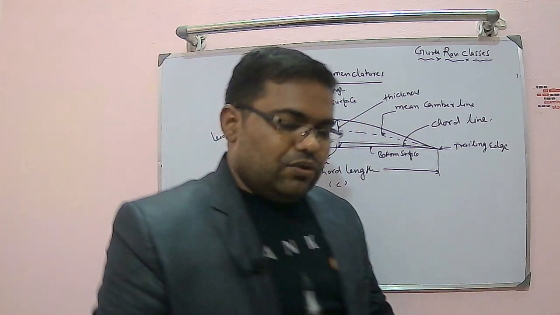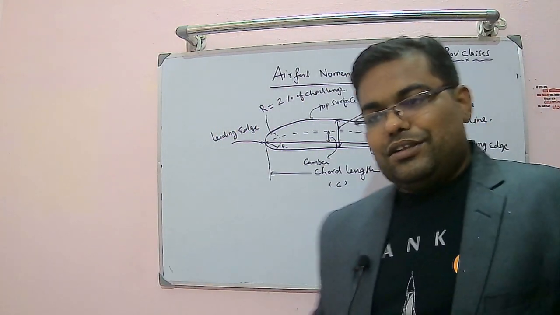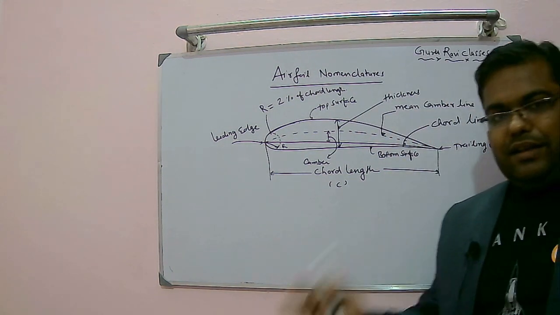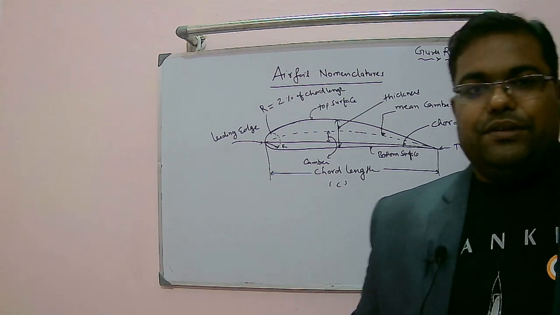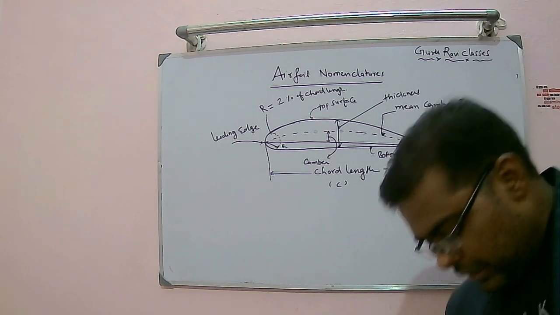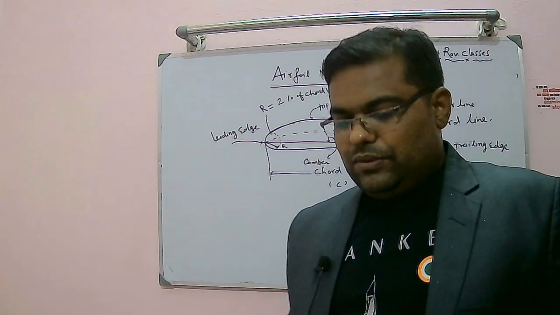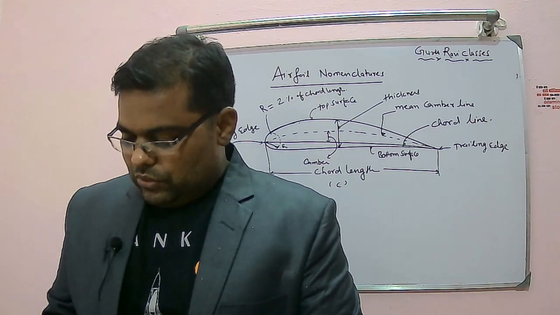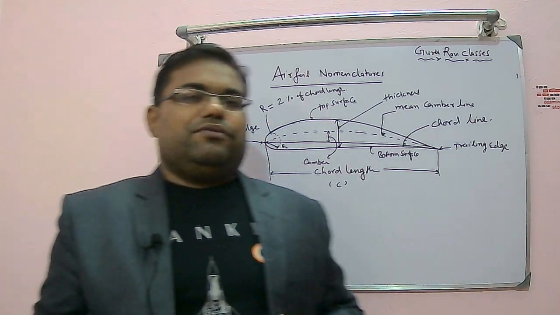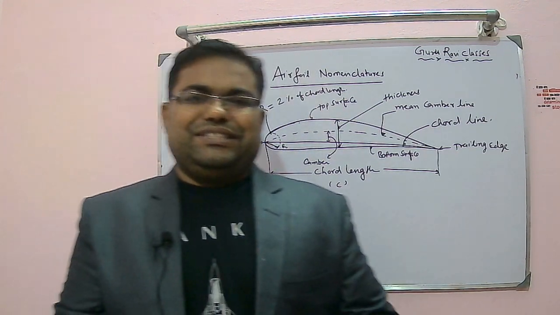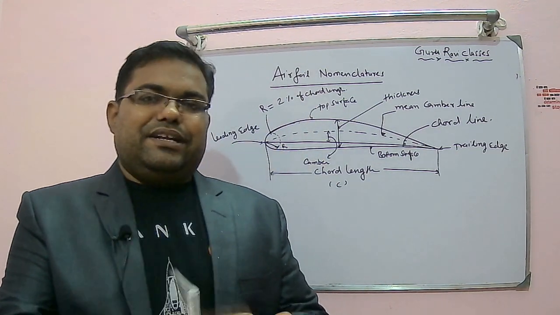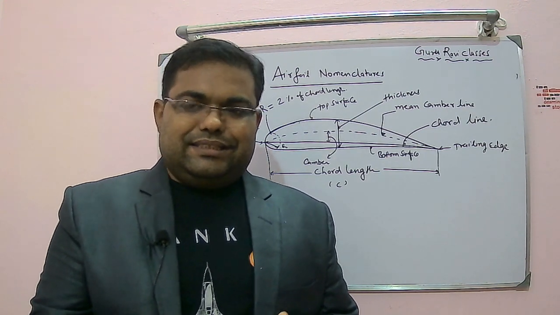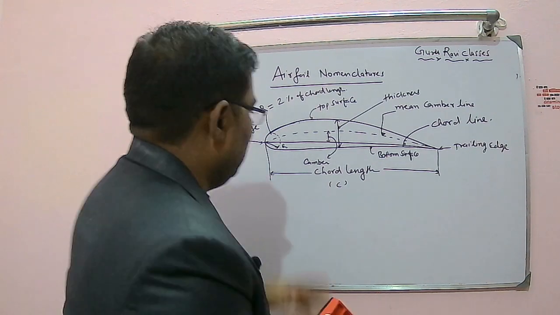So all these nomenclatures were given by the NACA. This is the biggest contribution in the development of airfoils, done by the National Advisory Committee for Aeronautics. NACA came up with various types of airfoil families. One by one we will discuss here. NACA developed a family of airfoils based on a logical numbering system. The first such family developed by the NACA was the 4 digit series.